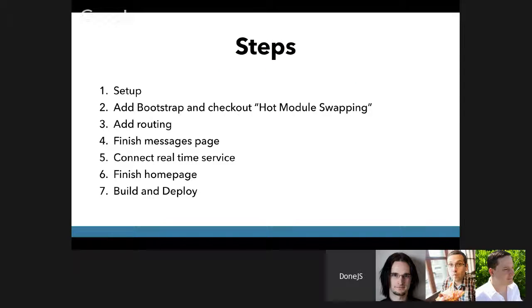So we have these 7 steps. We're going to set up our DoneJS application. I'm going to add Bootstrap, and then check out how awesome hot module swapping is with it. We'll add some simple routing to go from one page to the next page. Then I'll finish the behavior for the messages page, then hook the messages to a real-time connection. I'll finish the home page, and then I'll build the whole application and deploy it to a CDN.